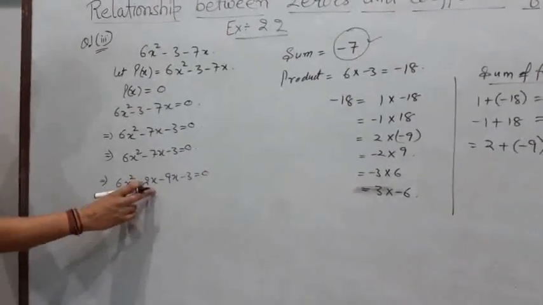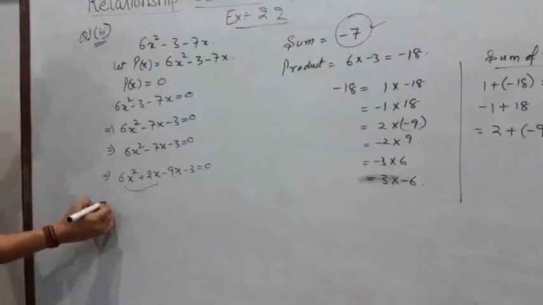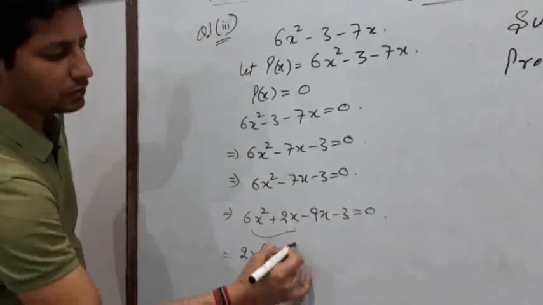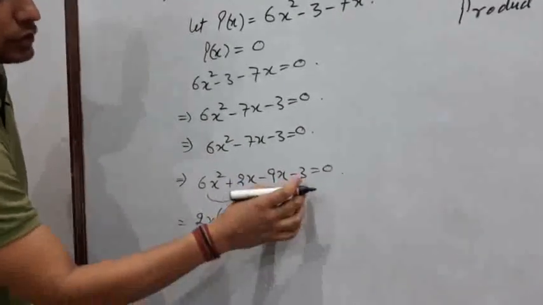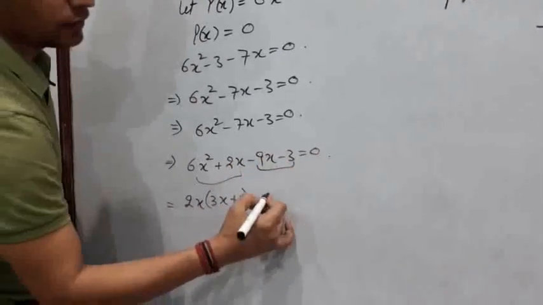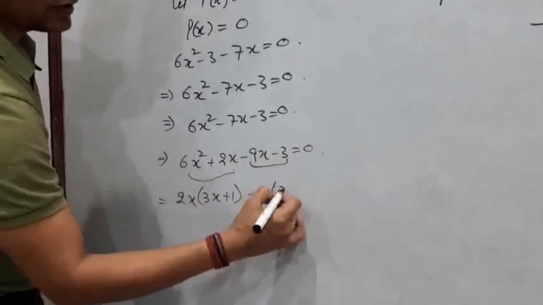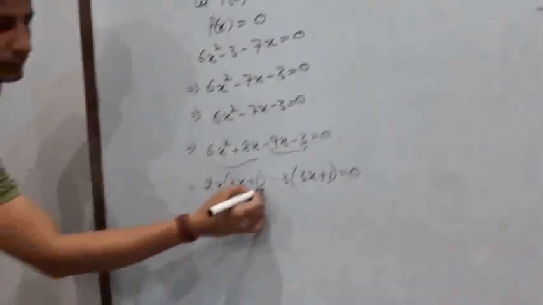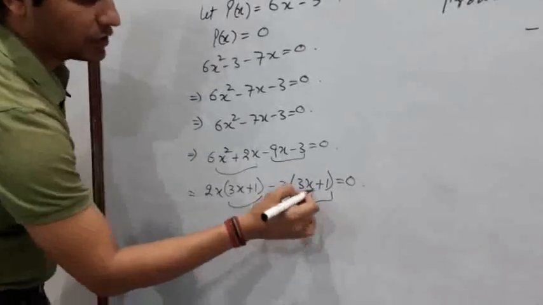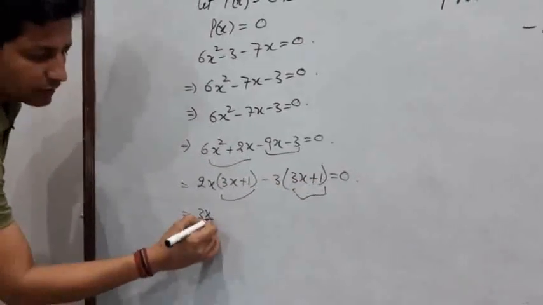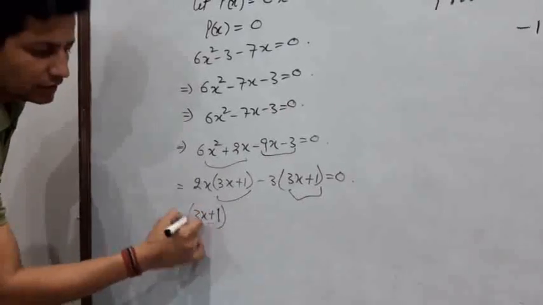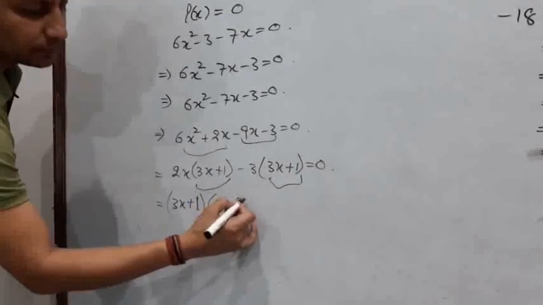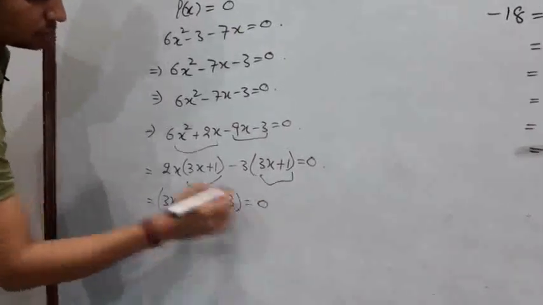We have to take common from the first two terms. We get 2x(3x plus 1). Minus is common from both the terms. We take minus 3. We get (3x plus 1) is equal to 0. 3x plus 1 is common in both the terms. We can write (3x plus 1) and we are left with (2x minus 3) is equal to 0.